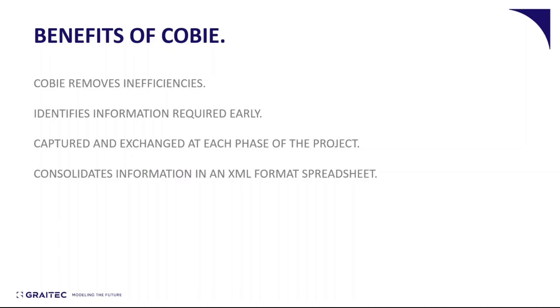The information is presented as and when required, and it's captured and exchanged. Typically, it would be captured and exchanged at relevant stages throughout the project, typically in what's called a data drop. And the information is consolidated into a standardized format, a spreadsheet. So fulfilling your COBie requirements ultimately requires you to produce a COBie spreadsheet.